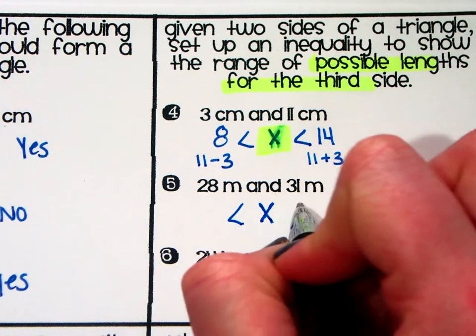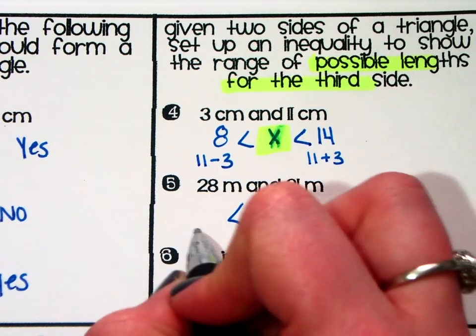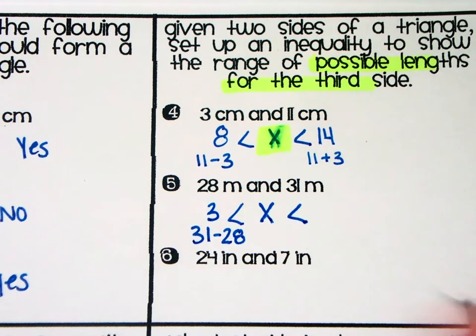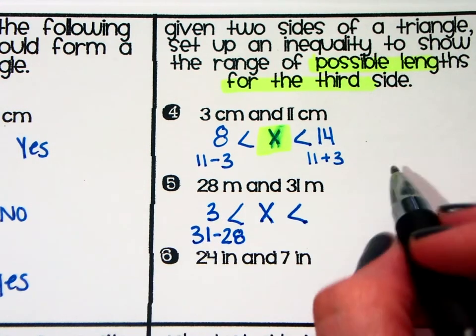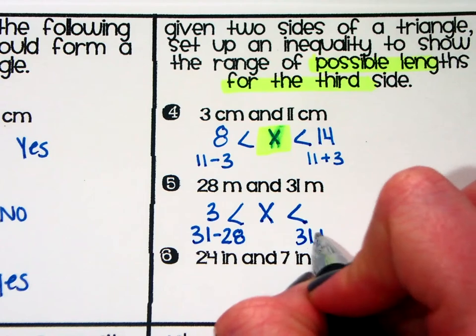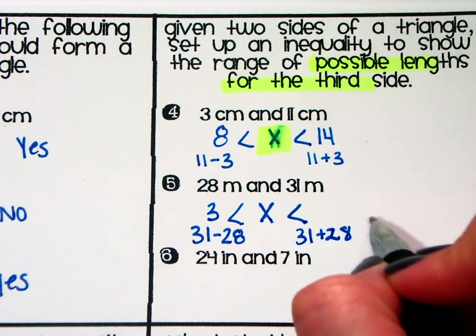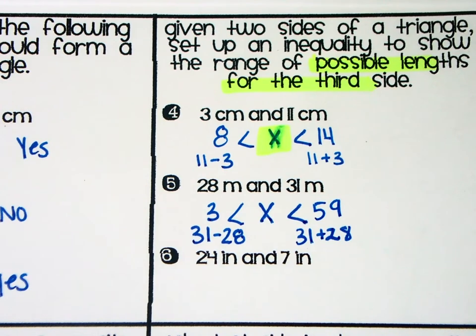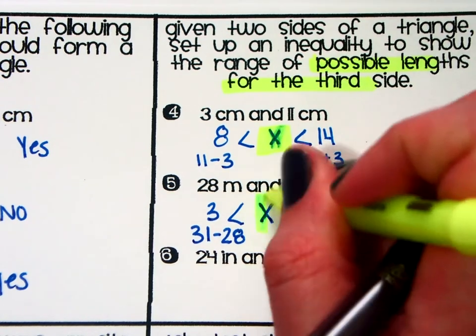Compound inequality. I have 28 and 31, so I'm going to do 31 minus 28, which is 3. So my side has to be bigger than 3, but when I add them for the upper range, 31 plus 28 is 59. So I can have any measurement between 3 and 59, and it would create a triangle. Again, that's the length of the third side.